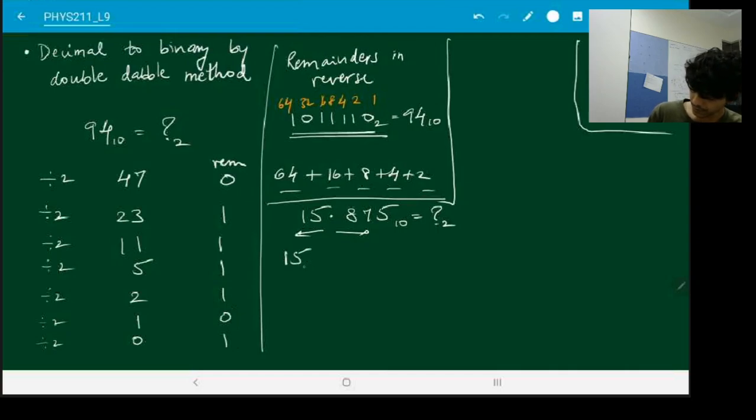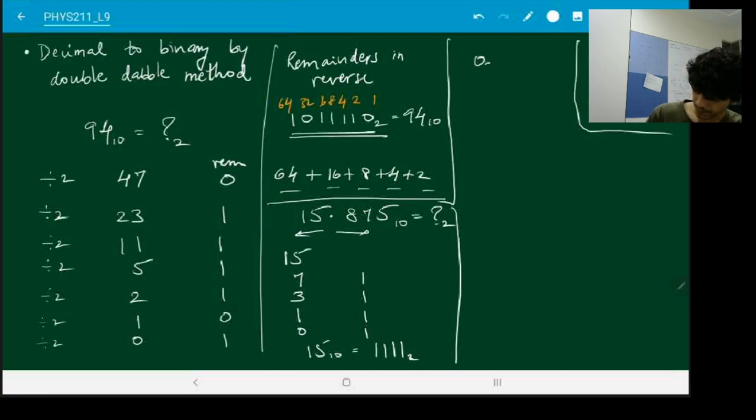So 15 divide by 2, you get 7, remainder 1. Again divide by 2, you get 3, remainder 1. Again divide by 2, you get 1, remainder 1. Then divide by 2, you get 0, remainder 1. So 15 is just 1111 in binary. Now we'll look at the part after the decimal.